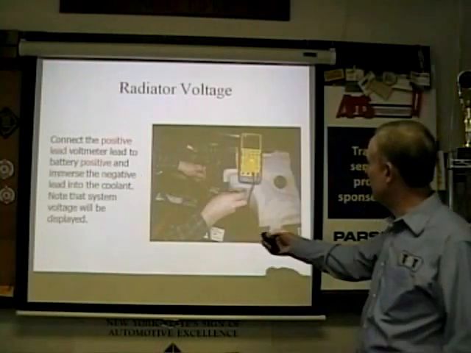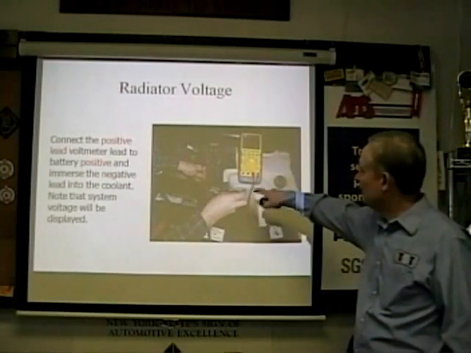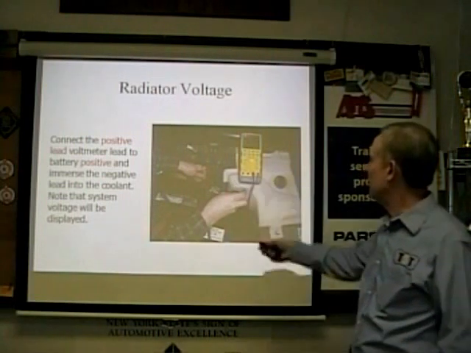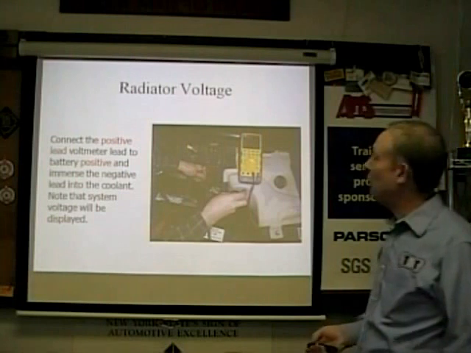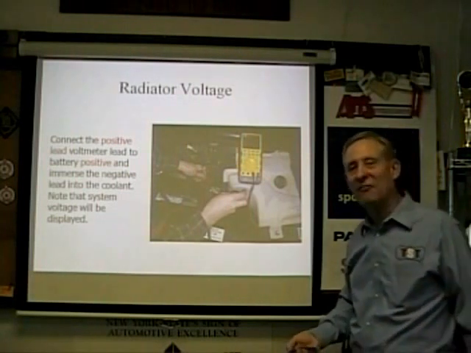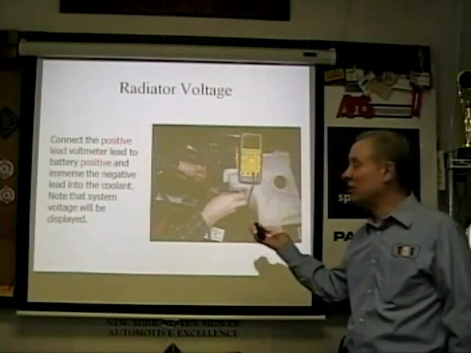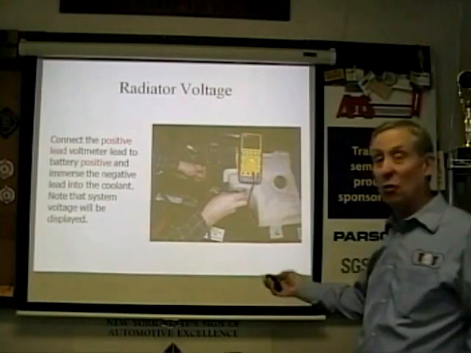All right, here we have them reversed. I have a black lead in the radiator. I have the red lead on battery positive, and we have 12.373 volts. We have most of system voltage reading here. This is an invalid test. So that's important. That's normal.